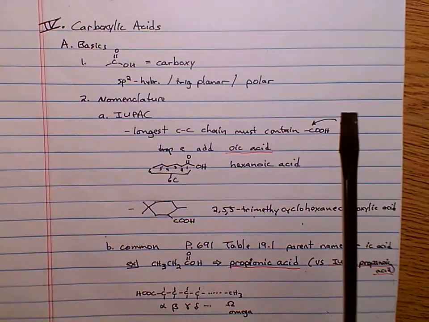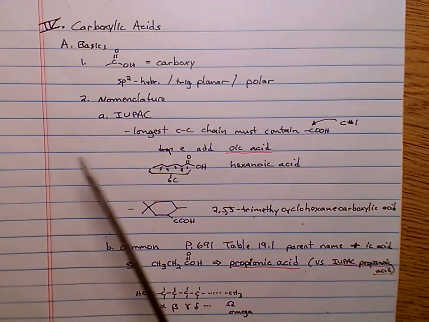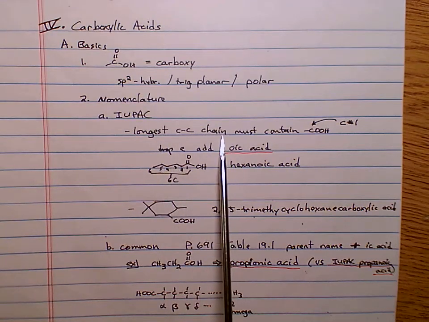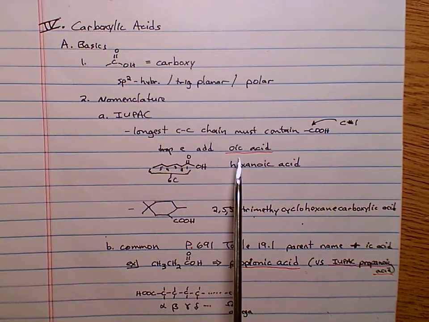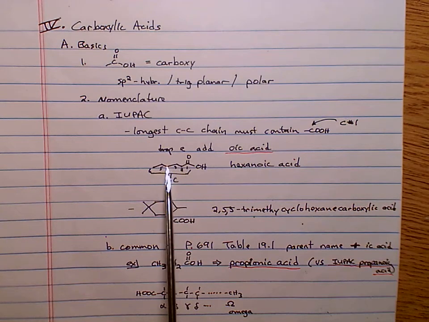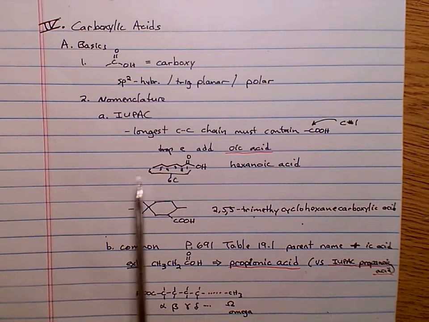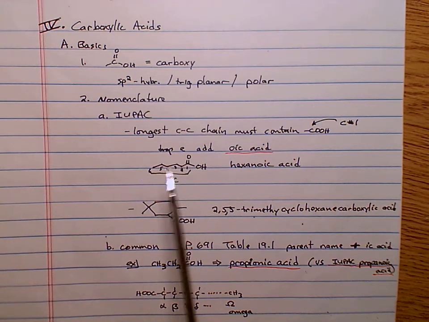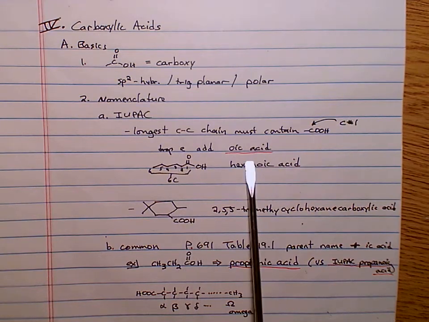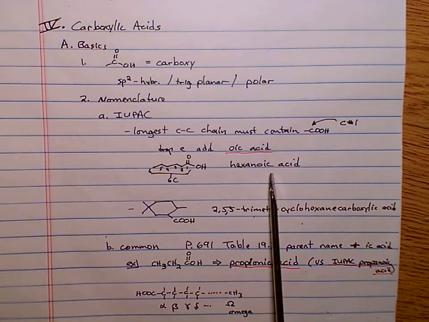Carboxylic acid, very important functional group. Its carbon is always carbon number 1. And once you find that longest chain, you just drop the E and add oic acid. For example, if you had this carboxylic acid right here, note our carbonyl carbon is 1, 2, 3, 4, 5, 6. 6 carbons, including the carbonyl carbon. A 6-carbon alkane is hexane. We drop the E off of hexane and add oic acid, it becomes hexanoic acid.